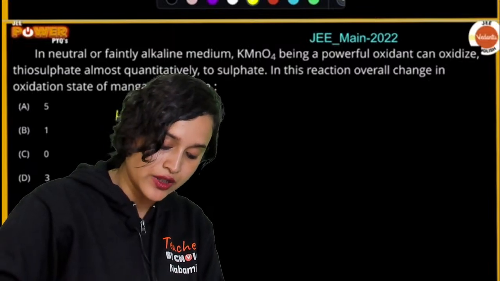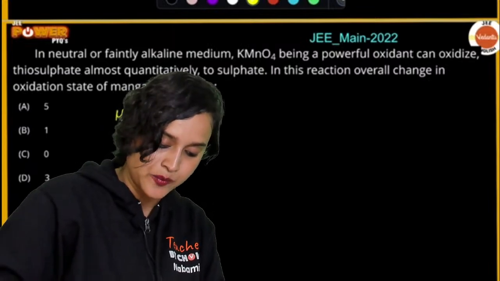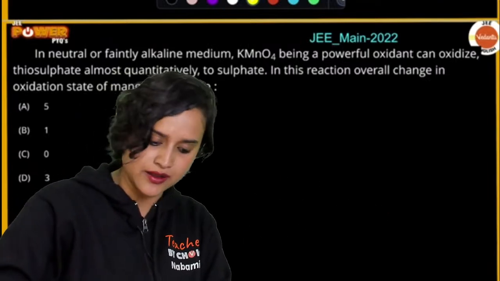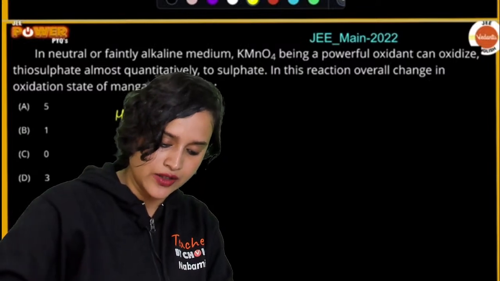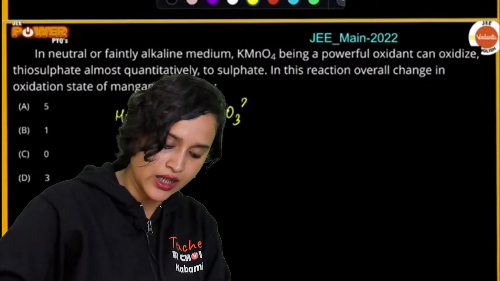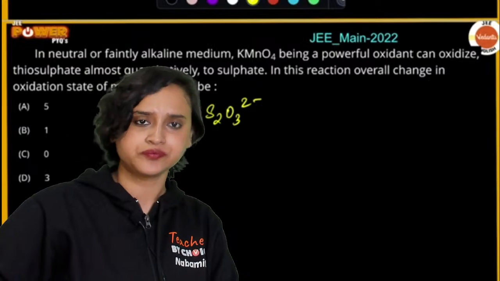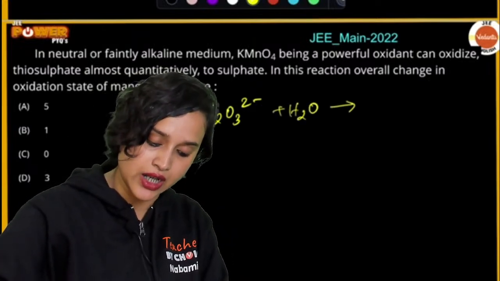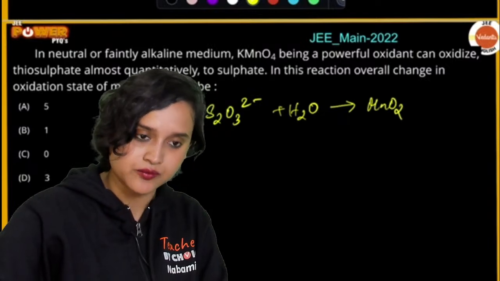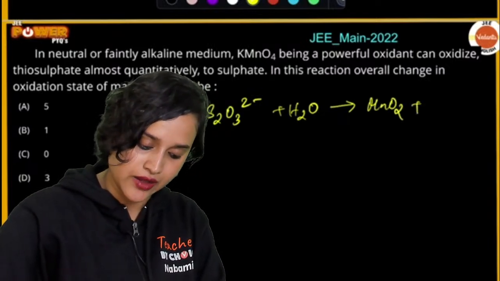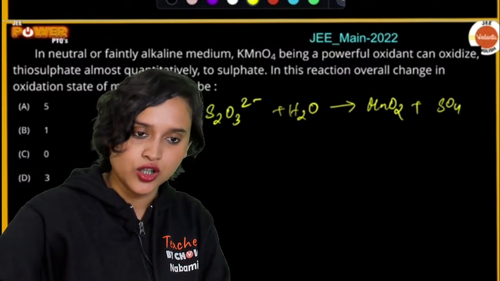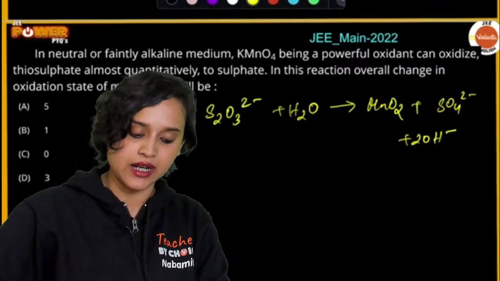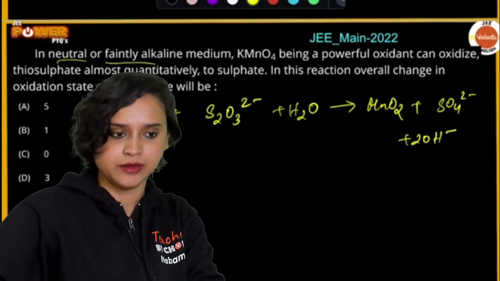Basically, what are we going to do is MnO4 minus. KMnO4 can be written as MnO4 minus, right? What are we taking? Thiosulfate, so S2O3 2 minus, plus H2O we will take, and that will give us MnO2 plus SO4 2 minus, and we will get 2OH minus, because it's in neutral or faintly alkaline medium.